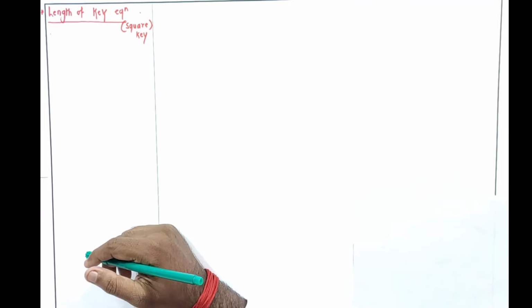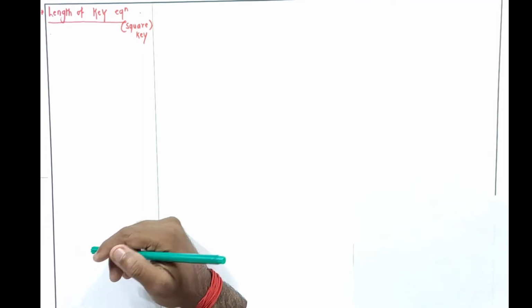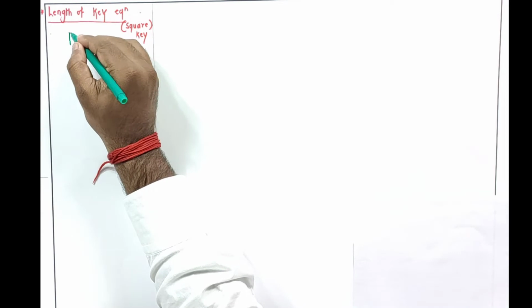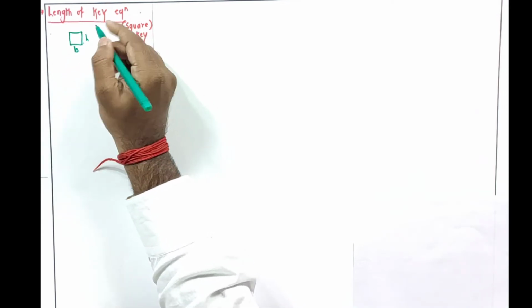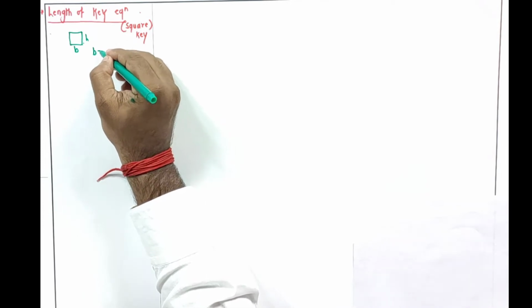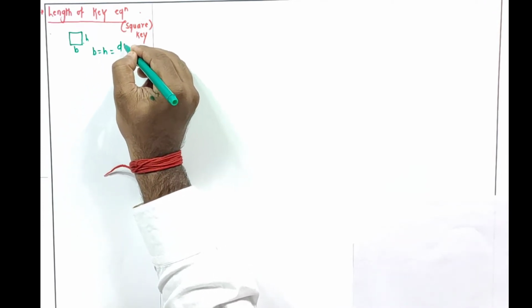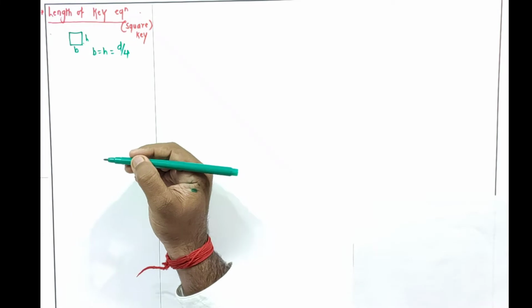In this session, we'll see the length equation for the square key. For that, we'll have to consider the various types of stresses. As we know, it is a square key as per the syllabus. You can see the cross section is like this, h and b, and we know b is equal to h, which is equal to d by 4 in case of the square key.